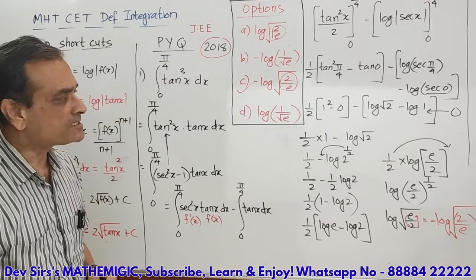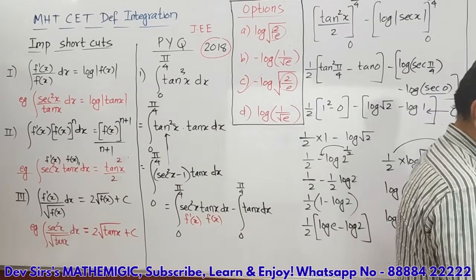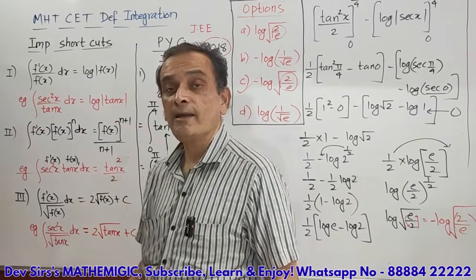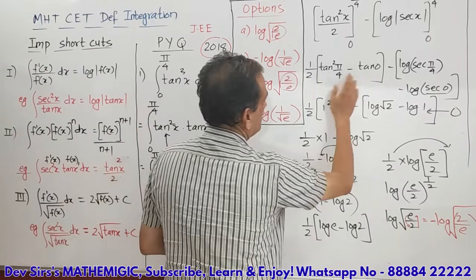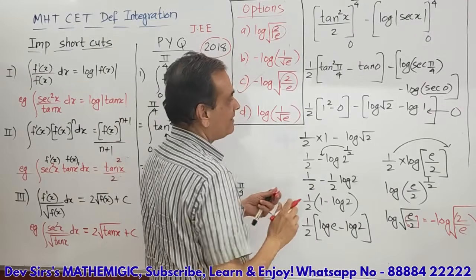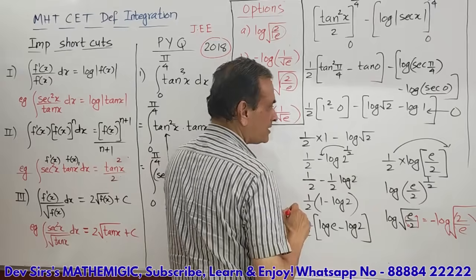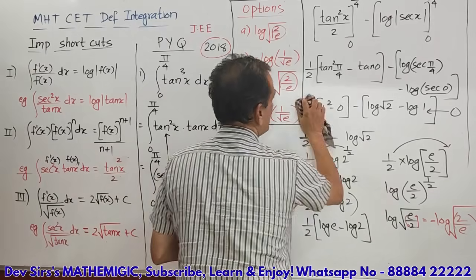Followed? Interesting sum. Thinking process मैंने बता दिया अभी, because this needed certain things for you to follow, but in CET all these things have to be done fast. Tan pi by 4 minus tan 0 to directly, this thing can be done orally also. I'll just tell you the method how to do it orally for CET.